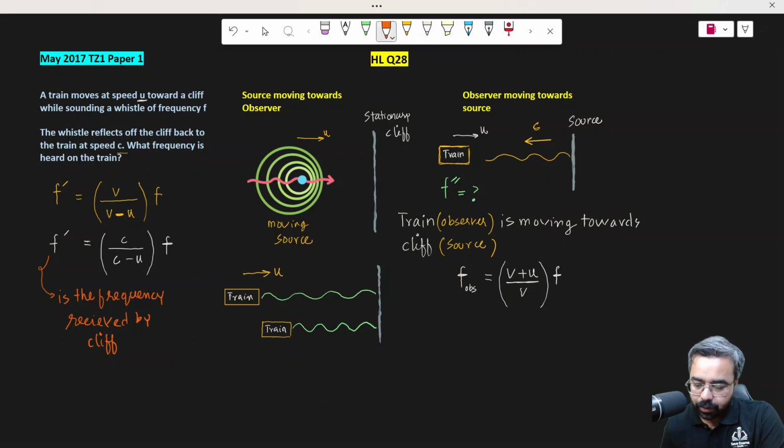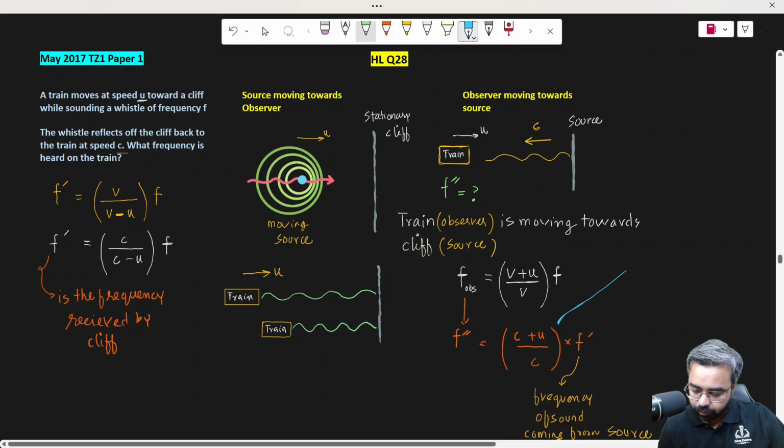Now, if we adapt this equation according to our question, then dear students, this is what we need to calculate. This is the frequency f double prime, which is received by the train, equal to v, the speed of the sound, that is c according to the question, plus u, divided by c, into this f, which is the frequency of this sound. If you remember, it's f prime, which we have seen in the previous case. So let's plug the value of f prime here, and we will get finally the expression that is required.